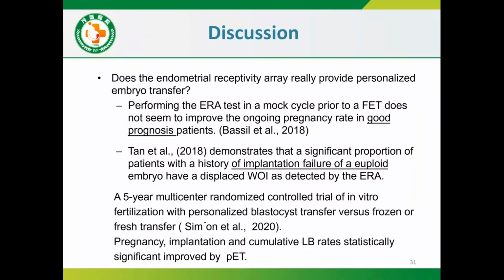Does the ERA really provide personalized embryo transfer? Performing the ERA test in a mock cycle prior to a FET does not seem to improve the ongoing pregnancy rate in good prognosis patients. One study demonstrates that a significant proportion of patients with a history of implantation failure of a euploid embryo have a displaced WOI as detected by the ERA.